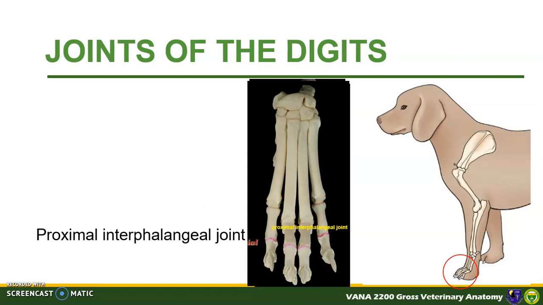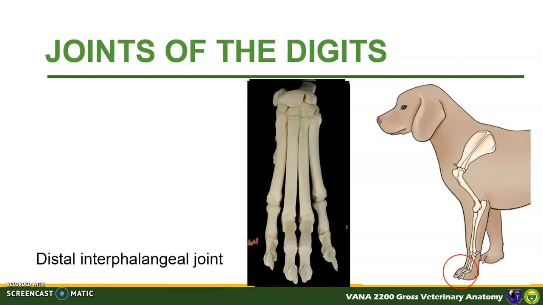The proximal interphalangeal joint is located between the proximal and middle phalanx. It is often referred to as the pastern. The distal interphalangeal joint is a joint between the middle phalanx and the distal phalanx. This is the coffin joint.